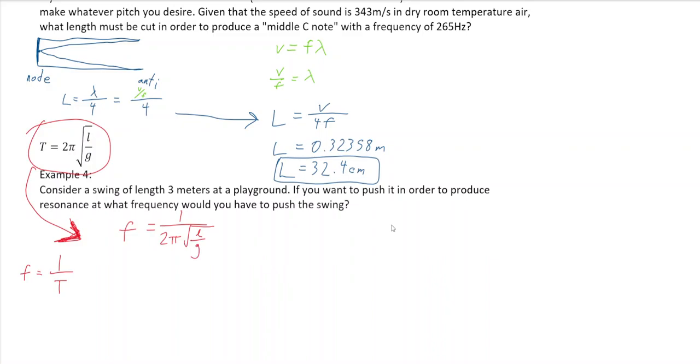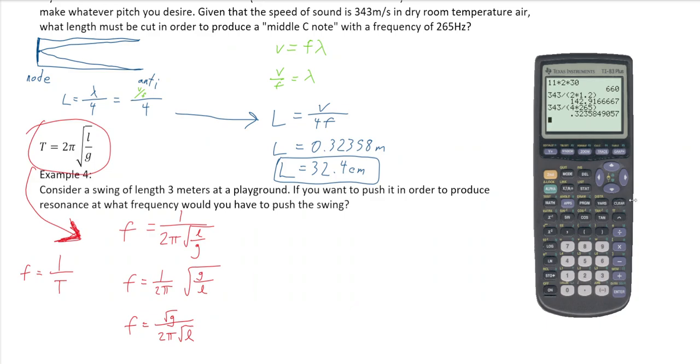And you could plug it in exactly like that, or I'm just going to simplify it to 1 over 2 pi times the square root of G over L. So this works just fine. Or, some people might prefer it like this. Whatever works. All three of those equations really mean the same thing. So let's plug it into our calculator. I think I'm going to do the second option of those.